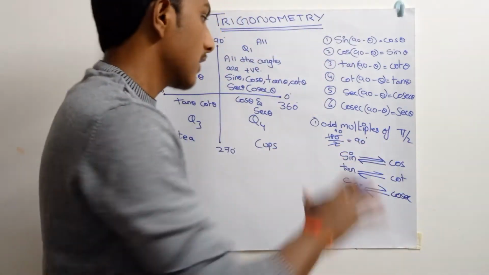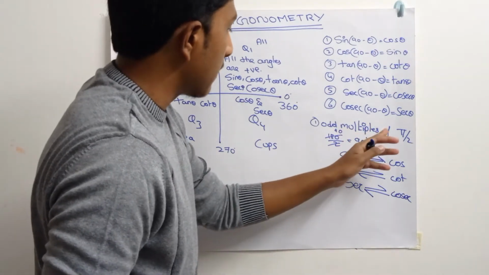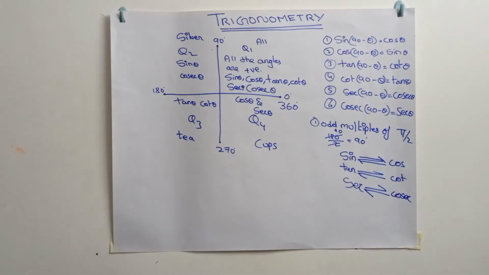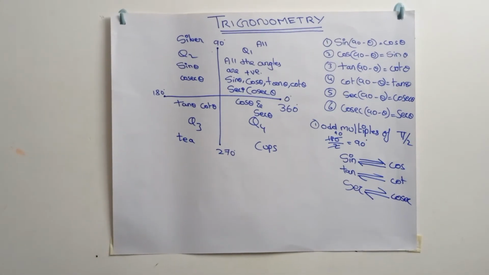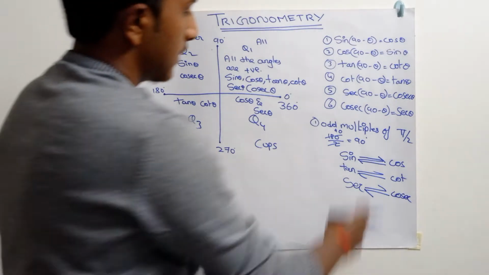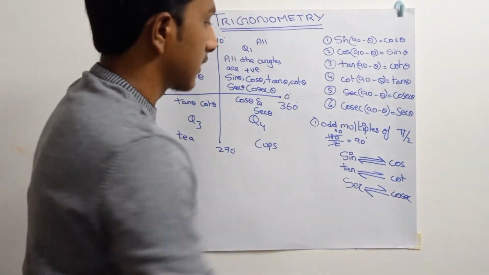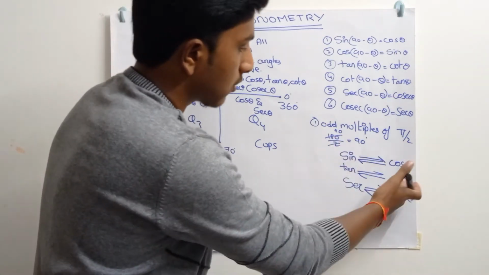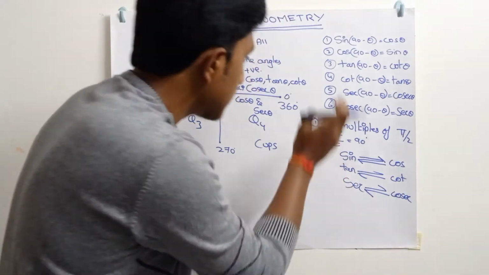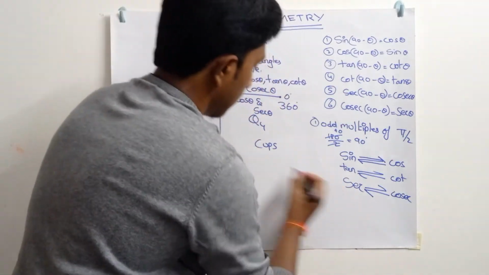Guys, don't get confused. I'll give complete clarity. Odd multiples of pi by 2. Sine changes to cos, tan changes to cot, secant changes to cosecant, or else cos changes to sine, cot changes to tan, and cosecant changes to secant, for odd multiples of pi by 2.